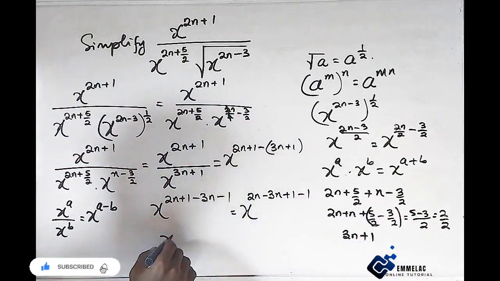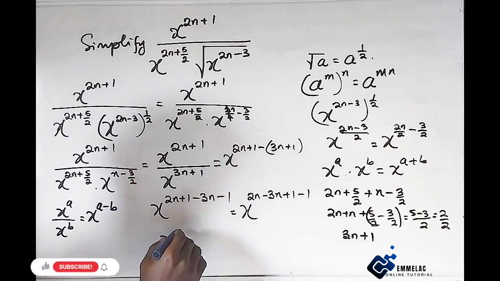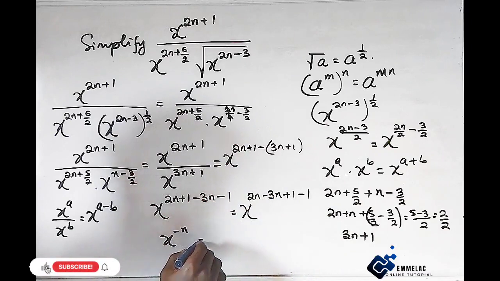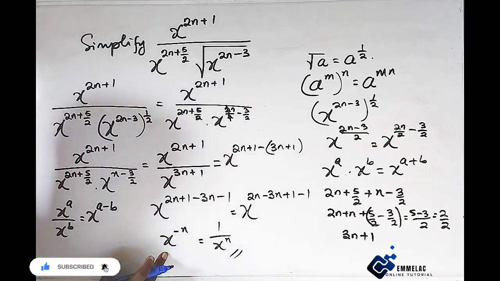So here we have x raised to the power of 2n minus 3n, which gives us negative n. So at the end of the day, we have 1 all over x raised to the power of n. Final answer. Either you leave it in index form or in fraction.